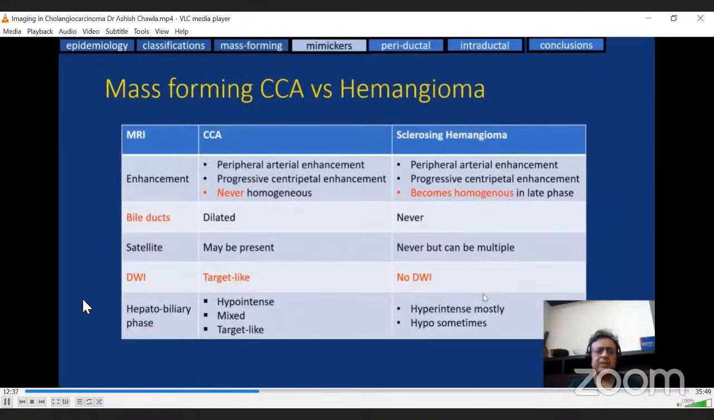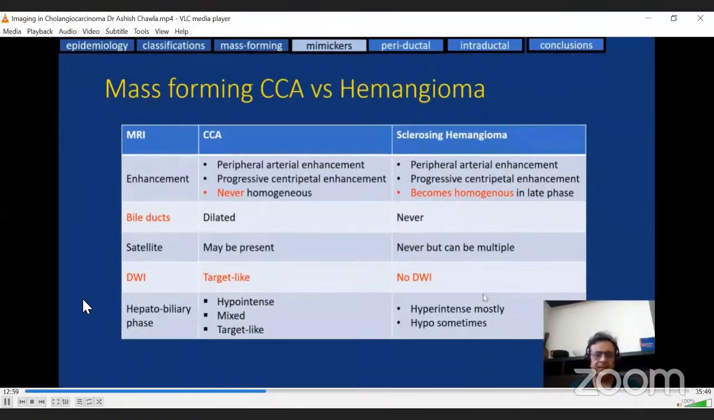A rare differential diagnosis of mass-forming cholangiocarcinoma is hemangioma, not the classical hemangioma, but the sclerosing hemangioma. The classical hemangioma typically has peripheral nodular enhancement in the arterial phase, which moves centripetally. Whereas in the sclerosing hemangioma, the same findings are present, but they are delayed.